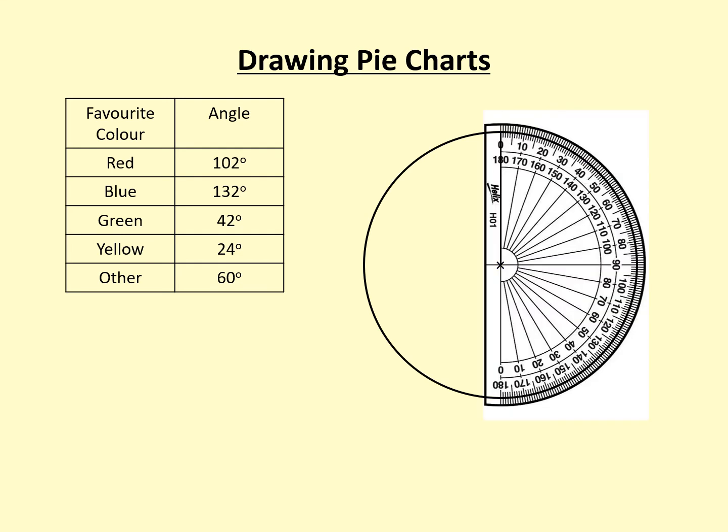Okay, so what we'll do is we'll put our protractor in place. We'll follow it from the 0 all the way around the outside to about 102 and mark that off.